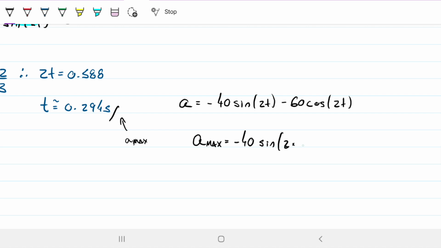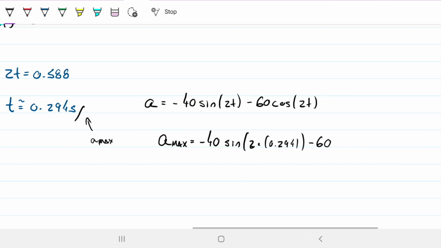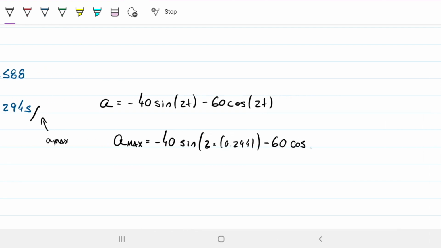So therefore our maximum acceleration will be minus 40 sine of 2 times 0.294 minus 60 cosine 2 times 0.294. So our maximum acceleration is 72.11 mils per second squared. And that is our answer.